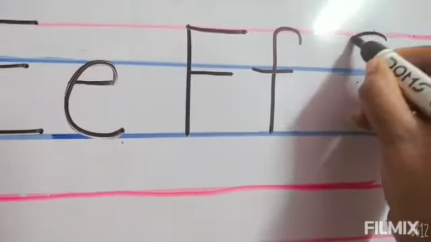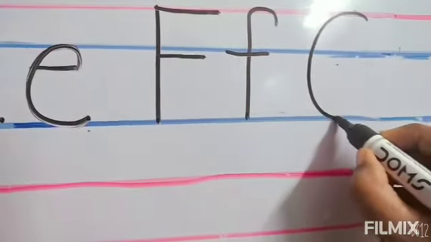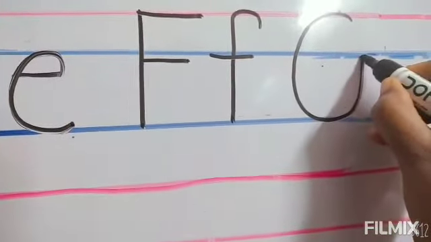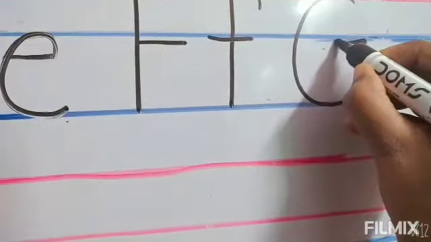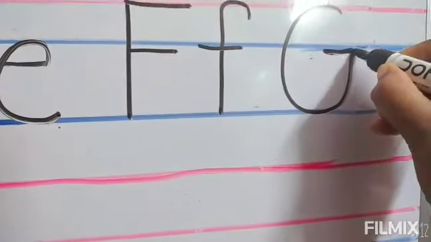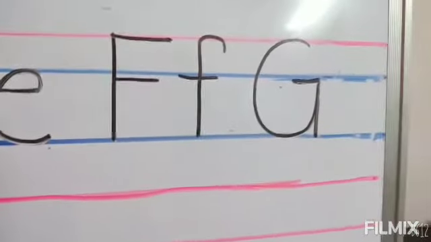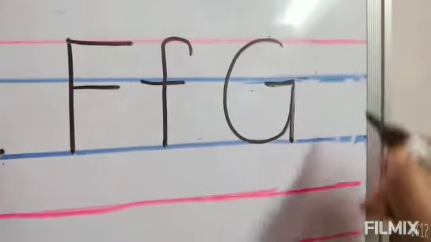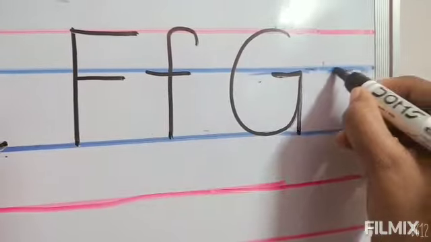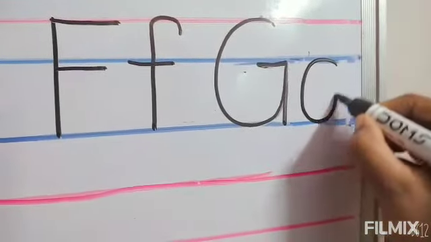Okay, now we'll go for G. Here we'll write a big open curve, go up, then come back with the same line and come down with a standing line. It's a capital G.